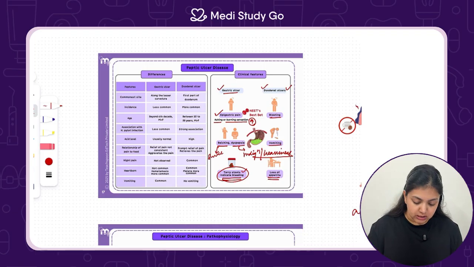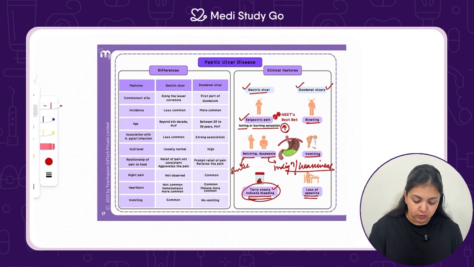Now, once we know that peptic ulcer disease is present, we need to differentiate between gastric ulcer and duodenal ulcer. The main differentiating factors include, first and foremost, the site. Gastric ulcer is present along the lesser curvature of the stomach, whereas duodenal ulcer will be present in the first part of the duodenum, obviously suggested by the name.